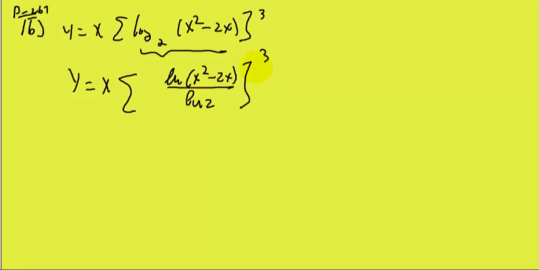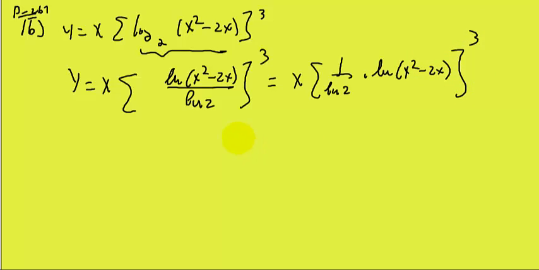That's what that is. And let's clean it up just a little bit more. This is x times 1 over ln of 2, that's just a number, times ln of (x squared minus 2x), all that raised to the third power. Alright, now let's take the derivative of this.